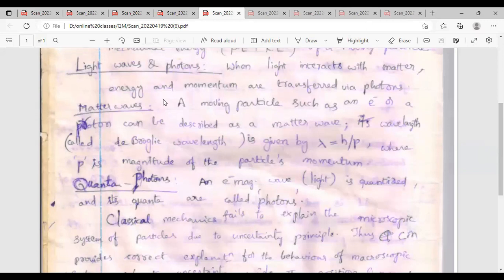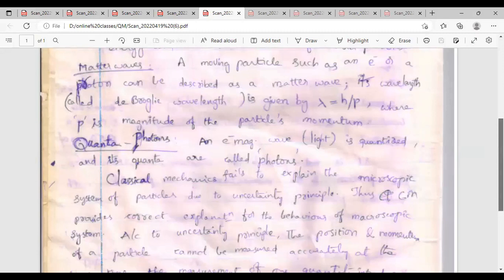When light interacts with matter, energy and momentum are transferred via photons. What are matter waves? We already discussed several times that a moving particle such as an electron or proton can be described as a matter wave. Subatomic particles are matter waves. Its wavelength, called the de Broglie wavelength, is given by lambda is equal to h by p, where p is the magnitude of the particle's momentum, mass into velocity.